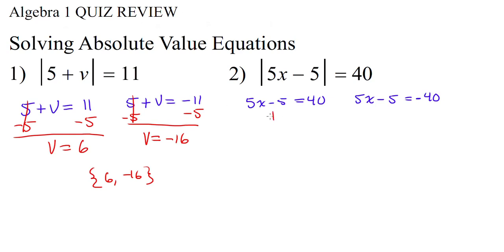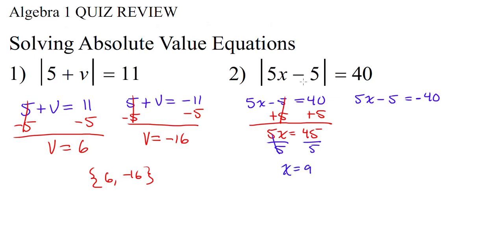So first we're going to add 5 to both sides. And over here we get 5x equals 40 plus 5 is 45. Then we're going to divide both sides by 5. And we get x equals 9.